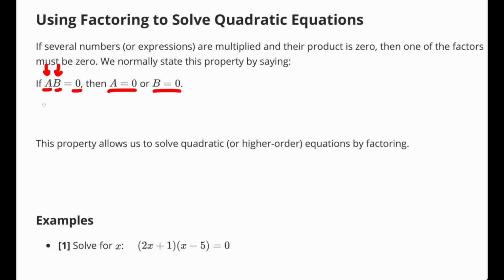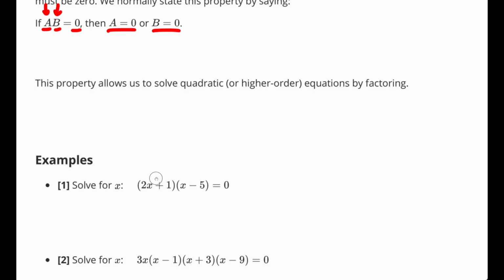So either a is 0 or b is 0, and that's essentially what we're going to be doing with these problems. We're going to be turning them into factors, or they might already start as factors, and we're going to be finding a, finding b, solving them equal to 0, and then finding the answer. So it's called the zero product property. We're going to be utilizing it a lot right now. All right, here we go.